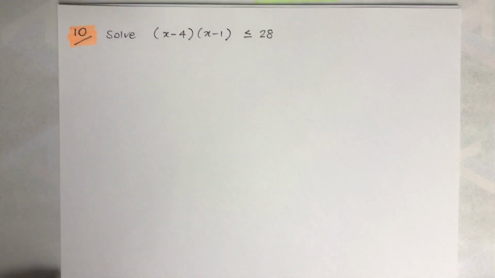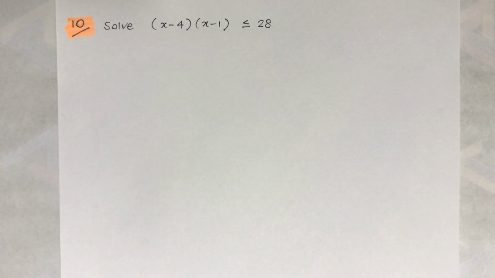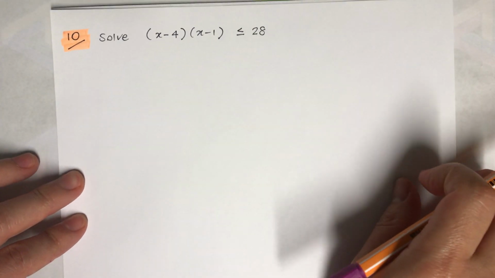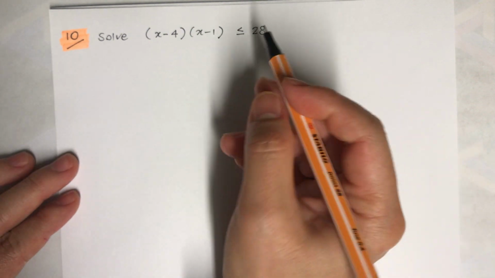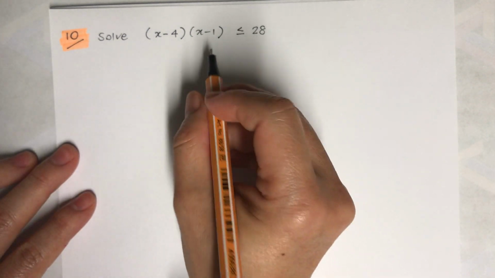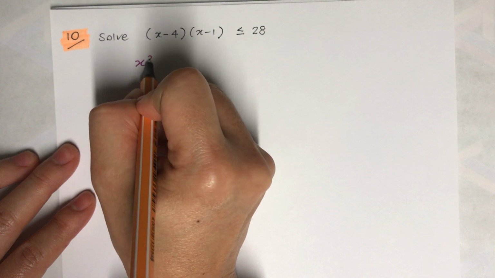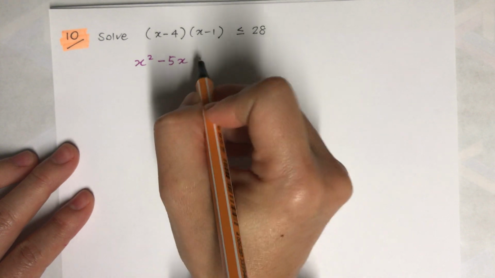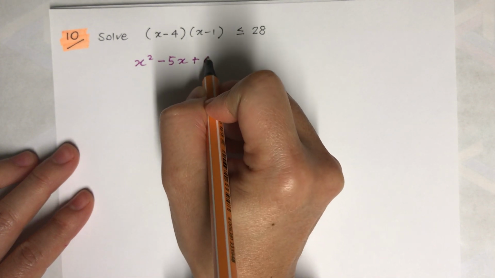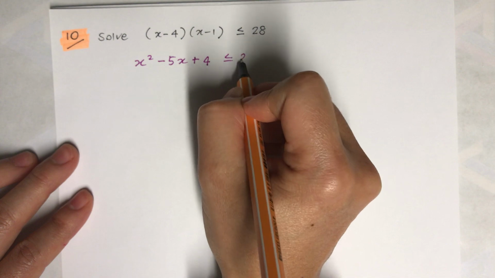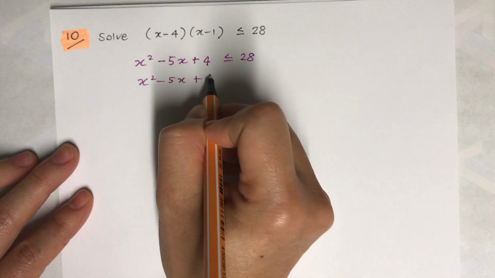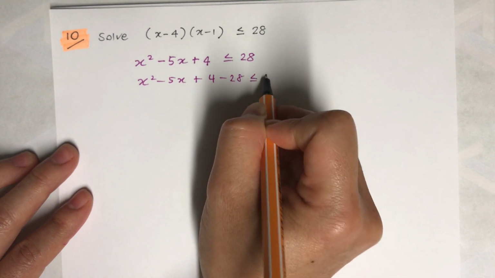Next one, question 10. So solve, it's extension 1. And let's have a look. This is not bad. I'm going to expand this one. X squared. The middle part is plusing it, so it'll be 5x. The last part is timesing it. That's what I got. 28. And I'm going to move this. Minus 28.